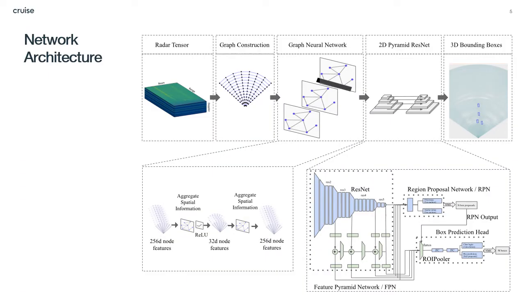Here you can see the architecture of the network. The radar tensor is converted into a graph, where each node corresponds to a pixel in the range beam map, and the node feature dimension corresponds to the Doppler dimension. The graph is then passed through a graph neural network, and afterwards a pyramid ResNet outputs 3D bounding boxes for predicted objects.